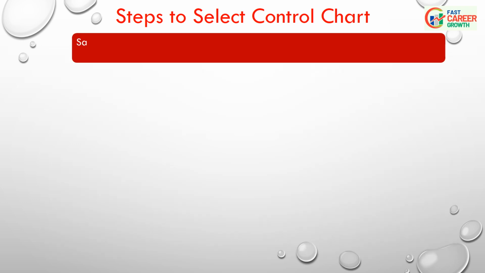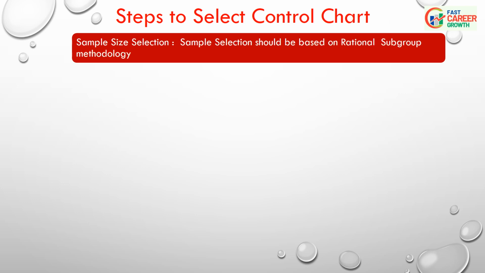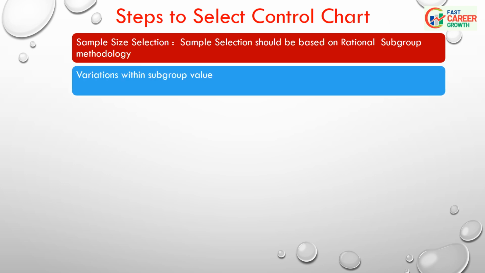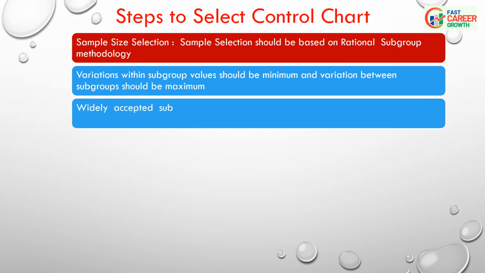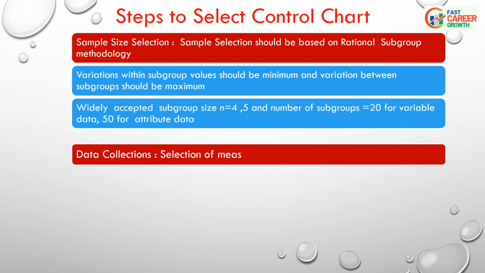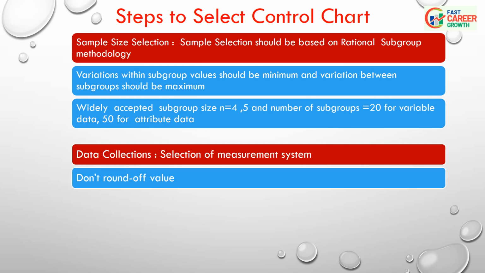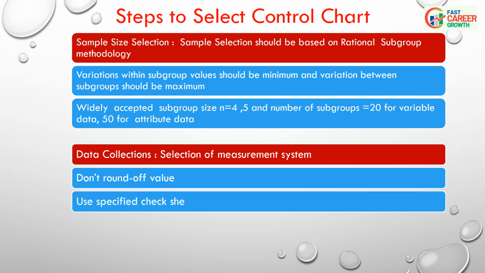Third step is sample size selection, which means sample selection should be based on rational subgroup methodology. Variation within subgroup values should be minimum and variation between subgroups should be maximum. Widely accepted subgroup size is N = 4 or 5, and number of subgroups is 20 for variable data, 50 for attribute data. Fourth step is data collection, which means selection of measurement system. Don't round off values. Use specified check sheets. Note down all assignable causes that occurred in the process during data collection.